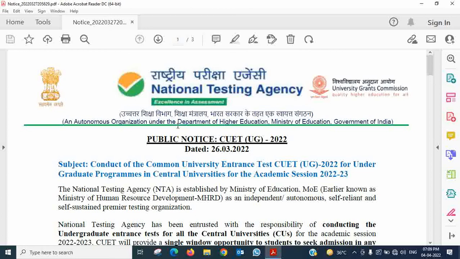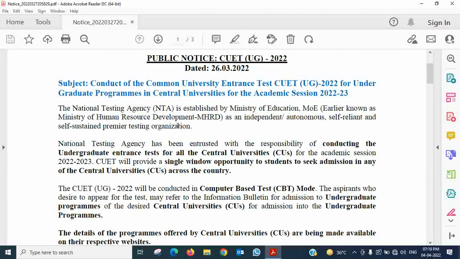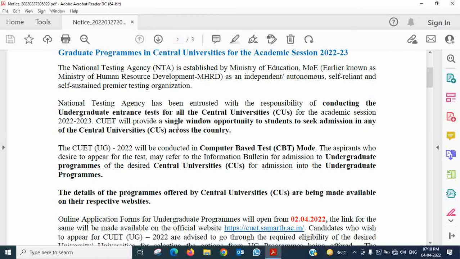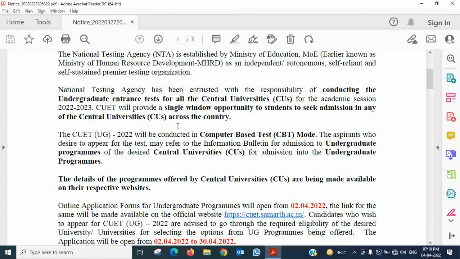There is good news for the students of 12th who passed out this year and last year also. The National Testing Agency, that is NTA, established by the Ministry of Education, has issued a notification for the Common University Eligibility Test 2022 on 26 March 2022. NTA has the responsibility to conduct this exam. Through this exam, we can take admission in undergraduate programs in desired central universities.